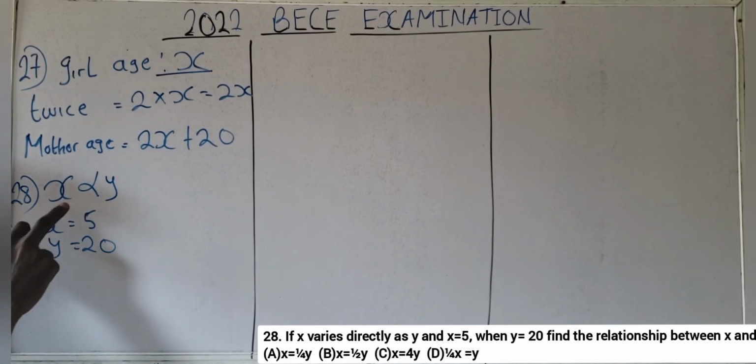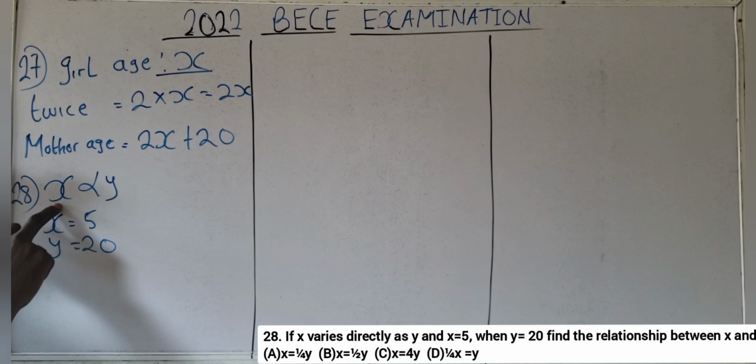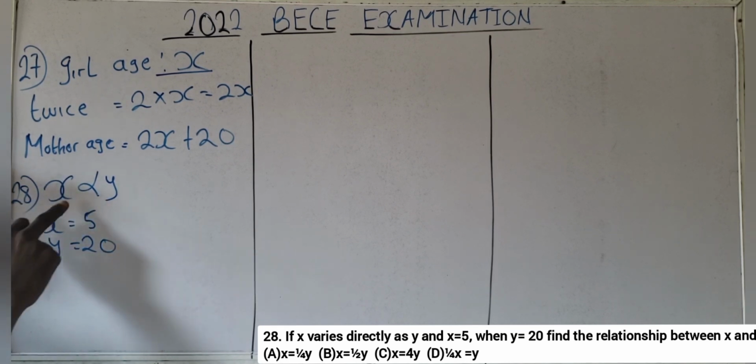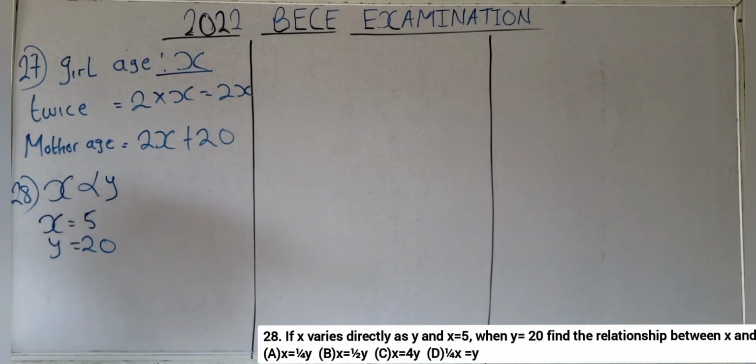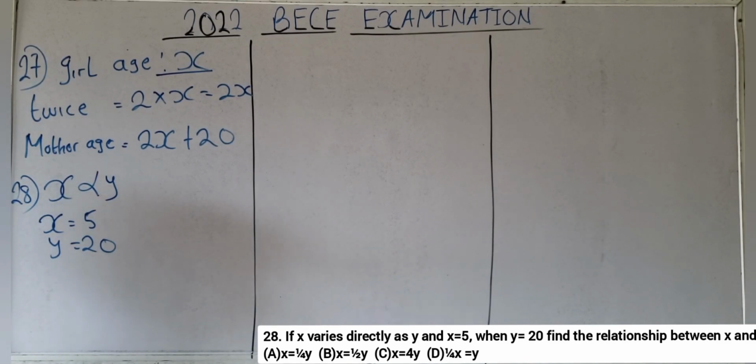Now, in an attempt to change this variation sign to an equals sign, we have to introduce a proportionality constant. You understand? That proportionality constant is introduced because x is not equivalent to y. Hope you know that x varies directly as y. That means that any change in x will lead to a change in y. The proportionality constant will help us to represent the relationship that exists between x and y.